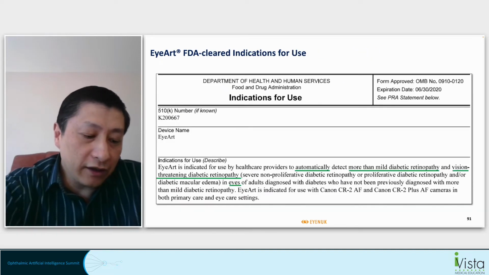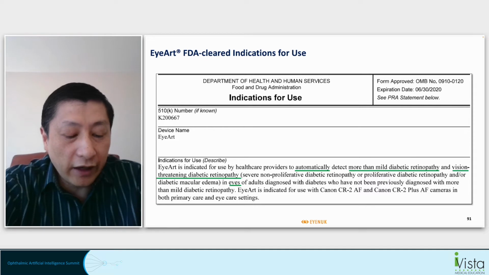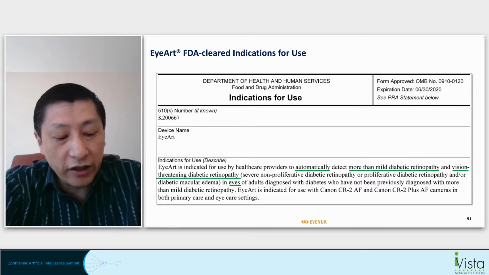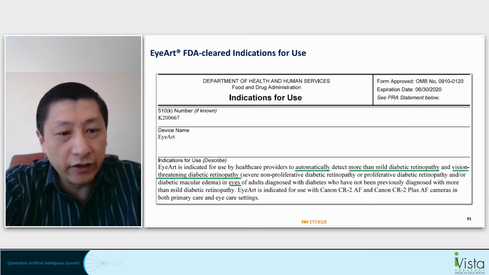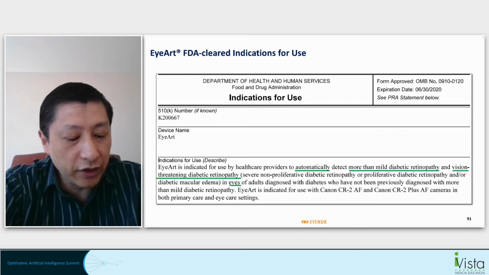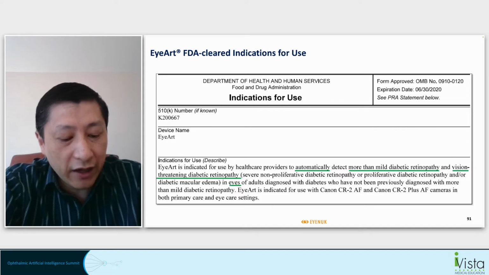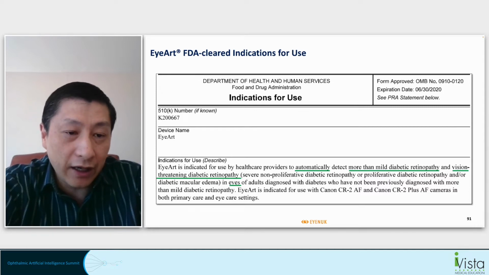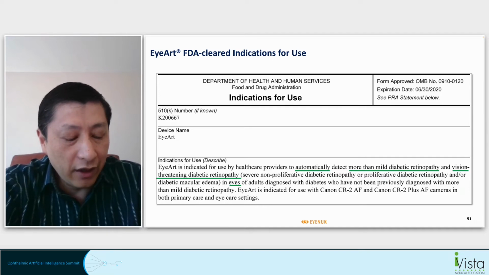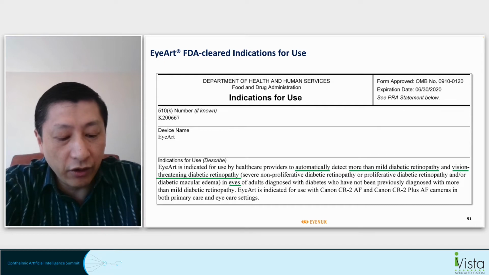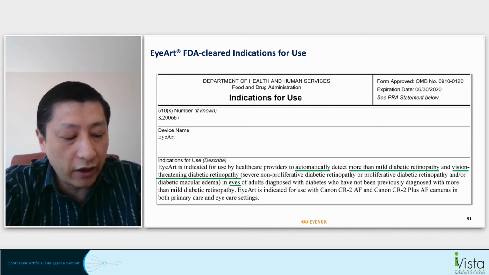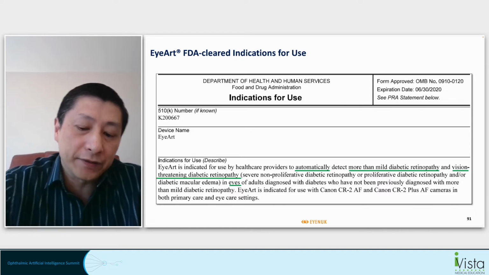Now, moving on, the second consideration I proposed earlier when selecting AI technology is the extent of the regulatory approval in key markets. For example, this is IR's FDA-approved indication for use, which was achieved back in August of 2020. FDA basically allowed IR to automatically detect more than mild DR and vision-threatening DR for each patient eye. This approved indication for use makes IR the only FDA-cleared autonomous AI technology able to report results at such specific diagnostic details.